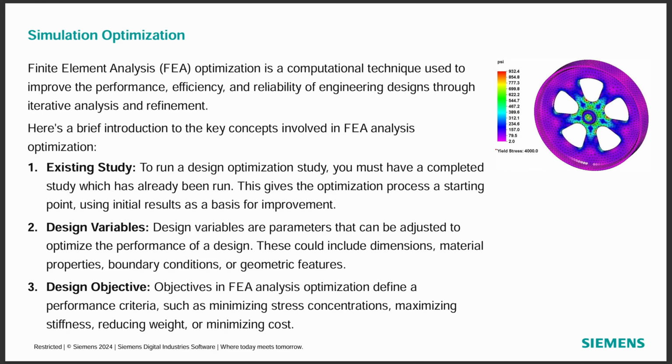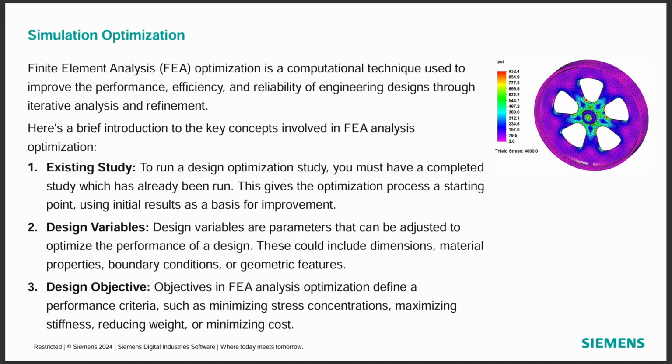The first and most important concept is that we need to have an existing study, because the way optimization works is it uses the initial results as the basis for improvement. Next, we have the design variables. The design variables are the parameters that can be adjusted to optimize the performance of a design. These could include the dimensions, material properties, boundary conditions, or any geometric features.